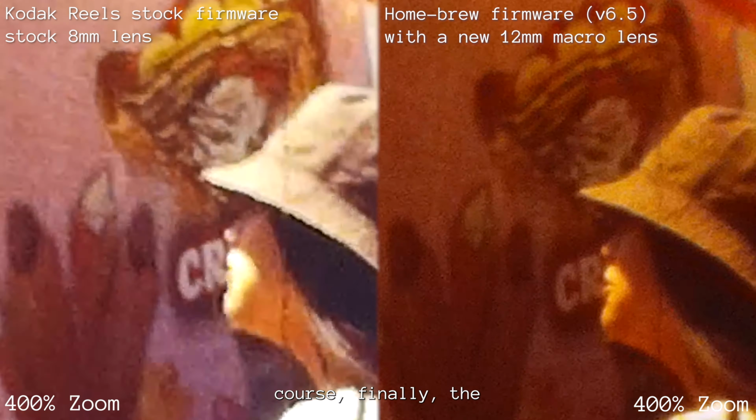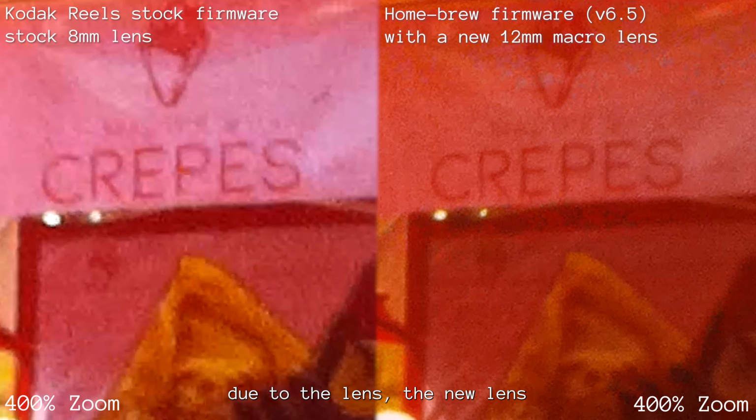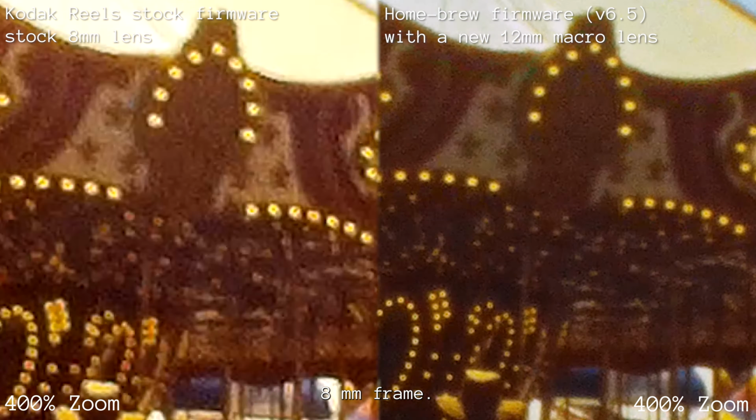And of course, finally, the big change. The resolution is about 4x higher due to the new lens, allowing you to zoom closer into the Super 8 or 8mm frame.